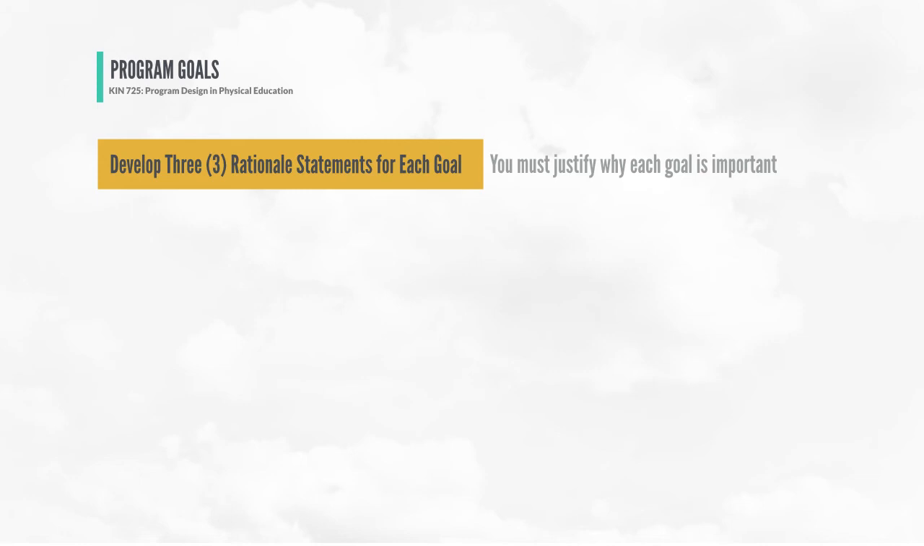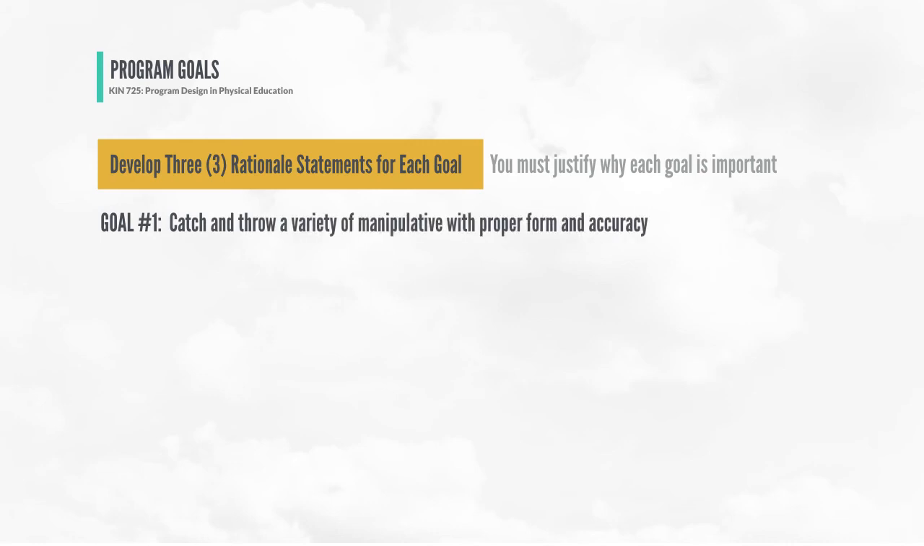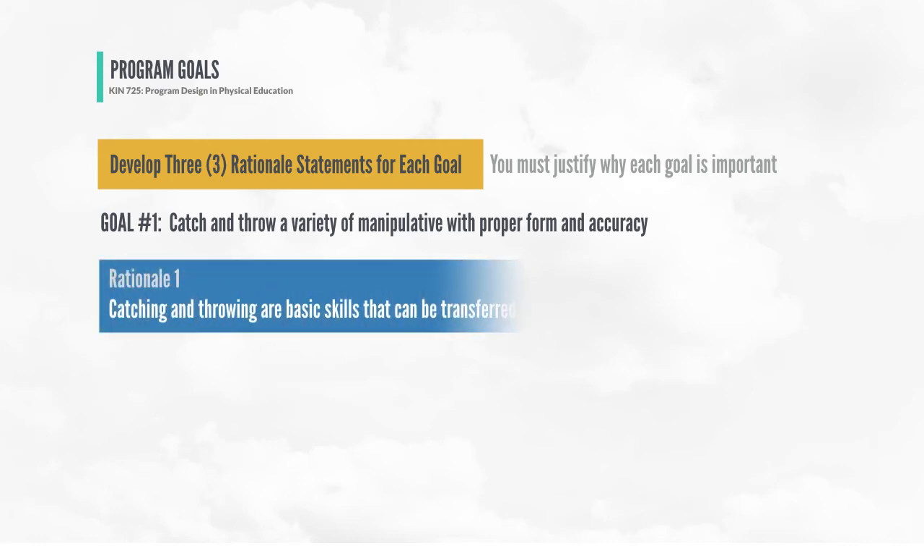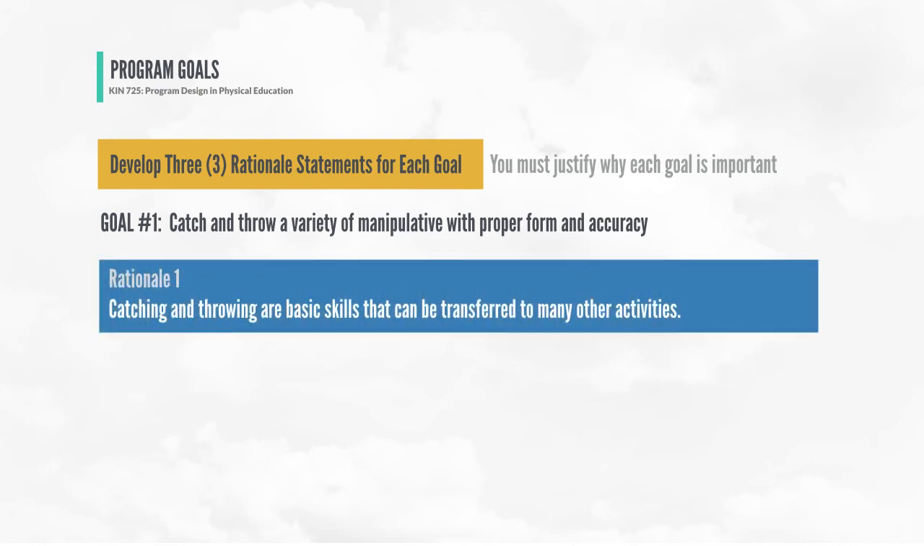So let's take a look at an example from one of the goals we just created. Goal number 1, catch and throw a variety of manipulatives with proper form and accuracy. We need to justify this statement and provide reasons why we think it's important enough to include in our curriculum. So our first rationale statement may say something like this: catching and throwing are the basic skills that can also transfer into many other activities.